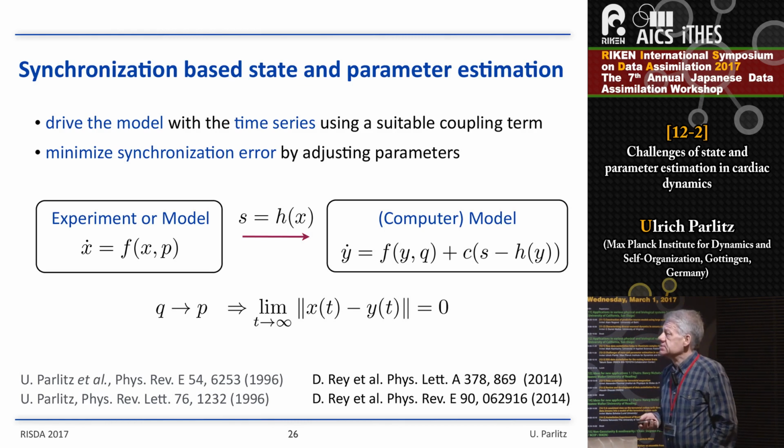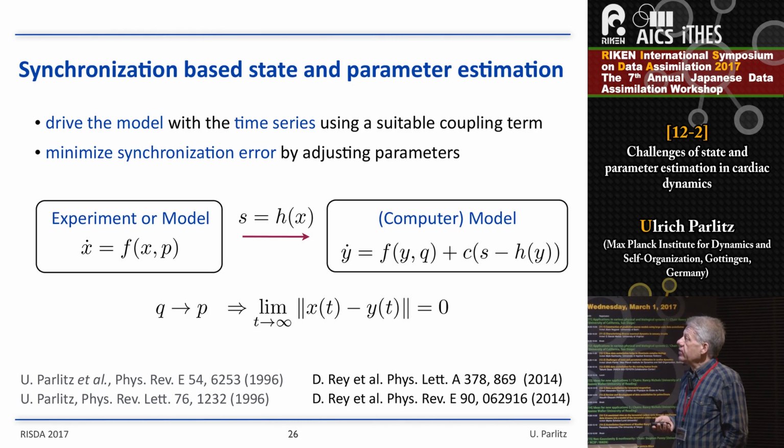So now let me, at the end of the talk, give you a few examples of what we did in the past to start this work. This is very preliminary, and I think there are a lot of things to do. So first we started with a simple synchronization-based method. We have an experiment or a model which provides some signal here, and then we have a computer model, and we introduce here a coupling term, and we try to achieve synchronization between both of them, which is possible if the parameters P and Q are the same.